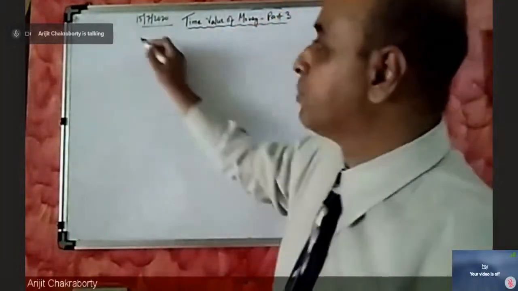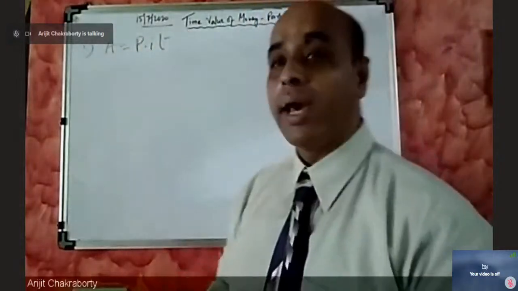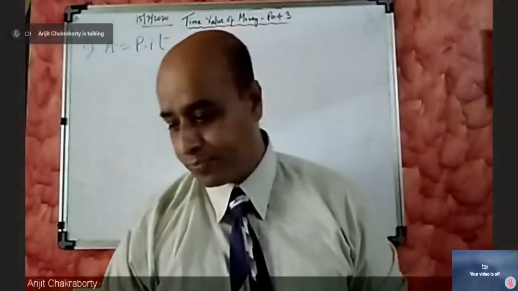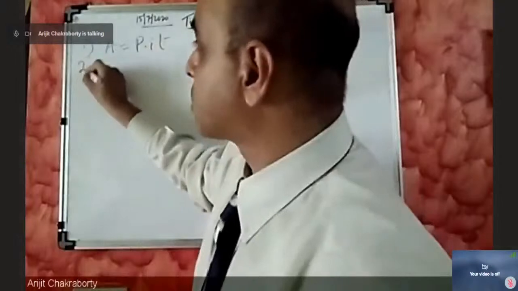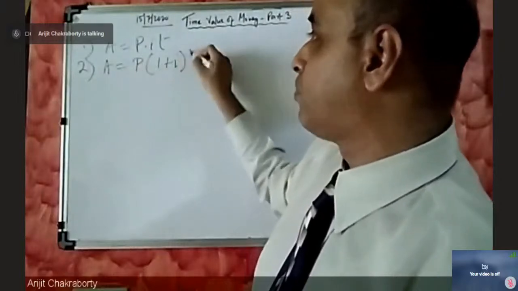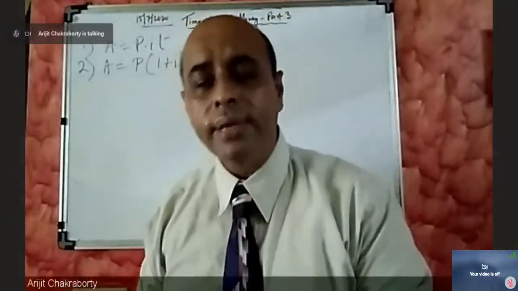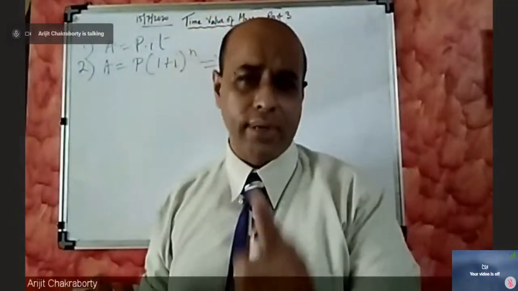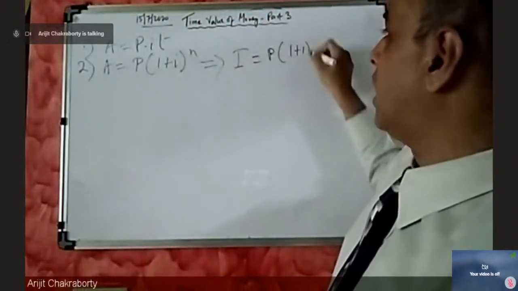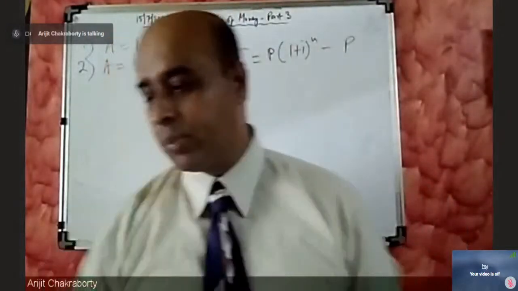Okay, so we saw simple interest. Once again, amount is equal to P into I into T, where P is the principal, I is the rate of interest, and T is the time. We also saw compound interest. Once again, I am writing the formula. Amount is equal to P into 1 plus I to the power n, which means that if you want to find out only the compound interest, like I did a little while back, then the interest will be P into 1 plus I to the power n minus P. Right. So these two formulas we have done.